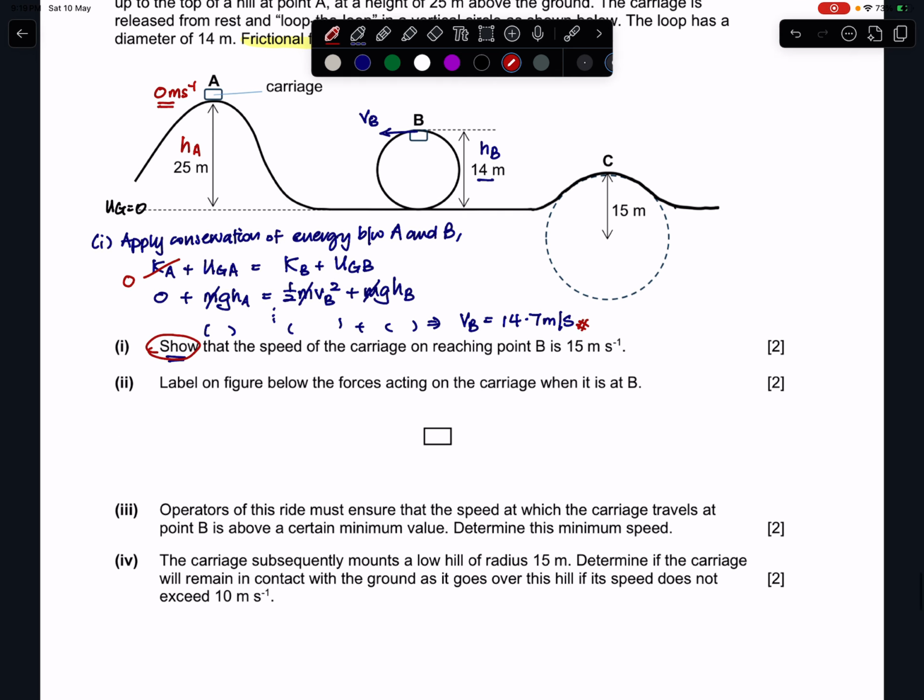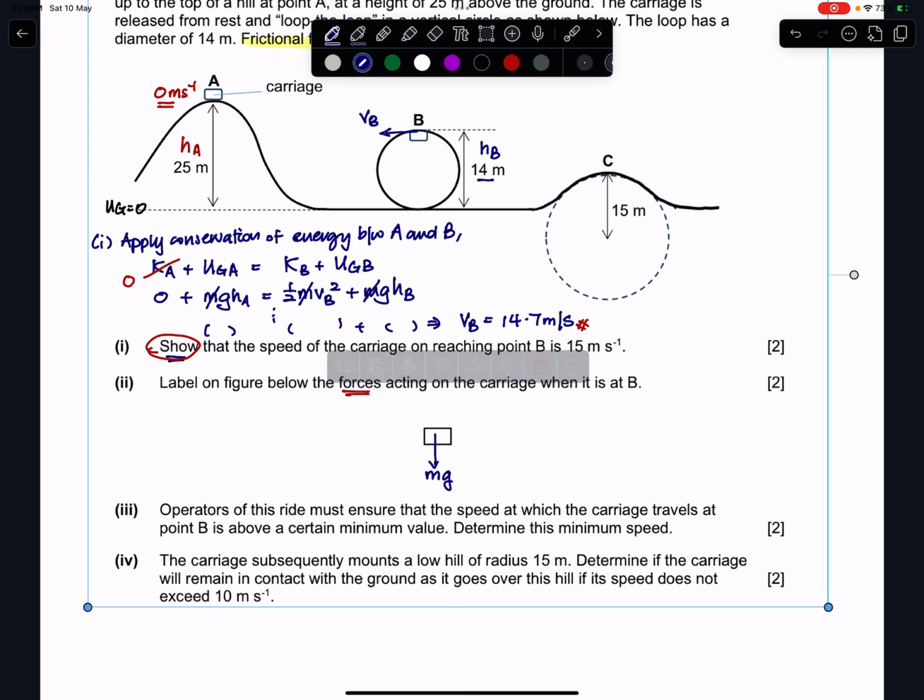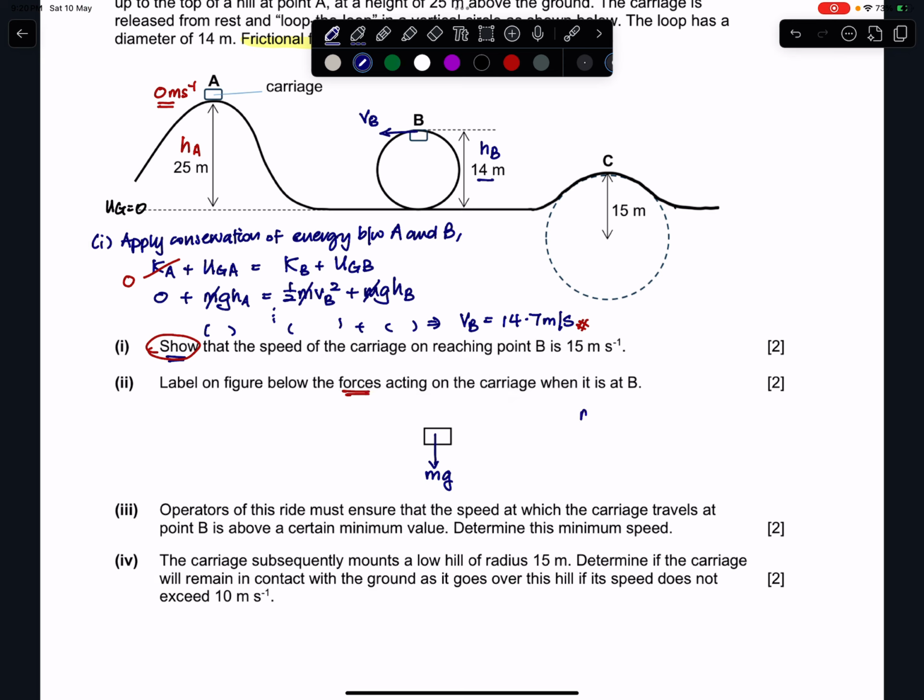From here, the question wants us to label on the figure below, and it switches from an energy approach to a force approach on the forces acting on the carriage when it is at point B. So let's look at the forces acting on the carriage. The carriage has mass, so definitely it will have a weight. Since this is an exam question, please remember to name and label all your forces. So mg is the weight of the carriage.